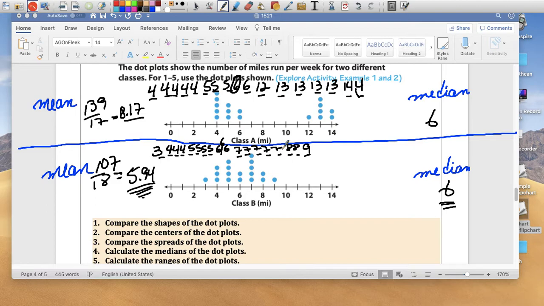All right. So now in terms of spread, and range. So we did 1, we did 2, and then we did 4. So we're going to talk about spread and ranges. Now let me put the mean here. Where's the mean? 8.17. I'm going to put a little thing over here. I'm going to erase everything else.